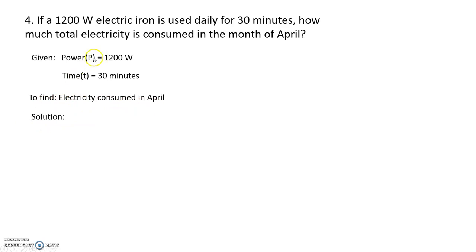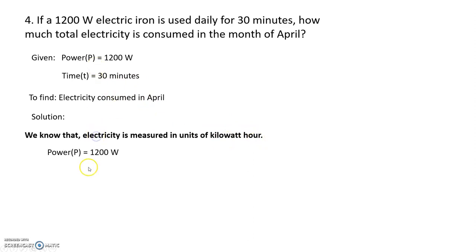So solution. Now you know electricity consumed. Electricity is measured in units of kilowatt hour. Let's write down that. That means a power 1200 watt should be converted into kilowatt, and the time 30 minutes should be converted into hour. So let's do that. Power is equal to 1200 watt. How do we convert it into kilowatt? Divide by 1000. Now you have to just shift the decimal point 3 digits to the left. So the decimal point is after the last digit, shift 3 digits, it will become 1.2 kilowatt.